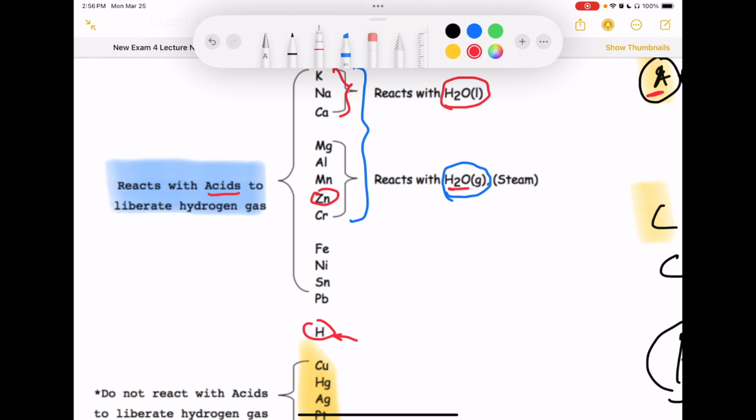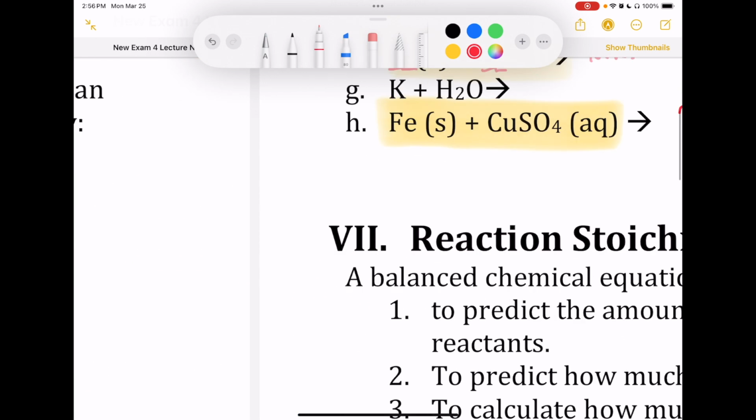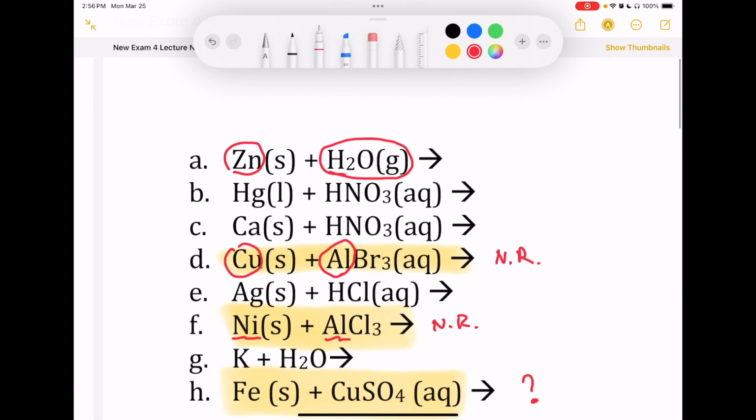Okay, because it's part of that middle group of elements there. So that means that if I mix zinc with liquid water, which is what the question is showing us, then I'm going to get a product. What would the product be? Well, this is a single displacement reaction, so follow this pattern: A plus BC goes to AC plus B.